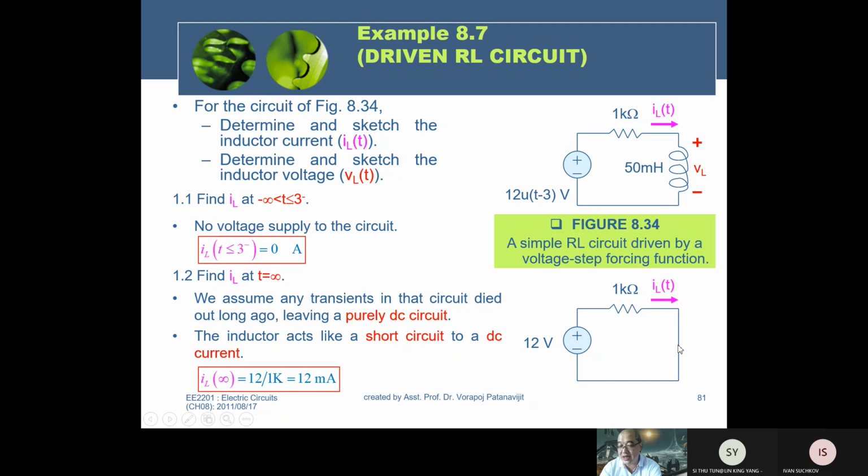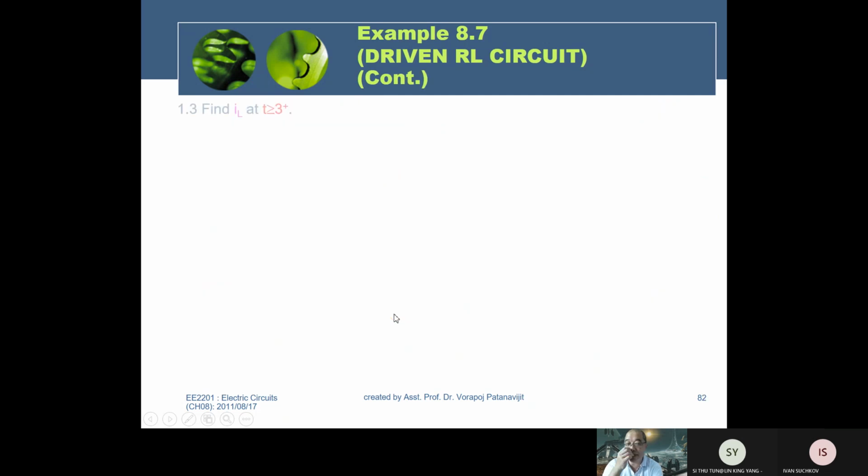If it is a short circuit here, you can determine IR very easily. From Ohm's law, V equals IR, so I equals V divided by R, equal to 12 divided by 1K. Therefore, the current at time equal to infinity equals 12 milliamps. Now we go to the third step for IL.